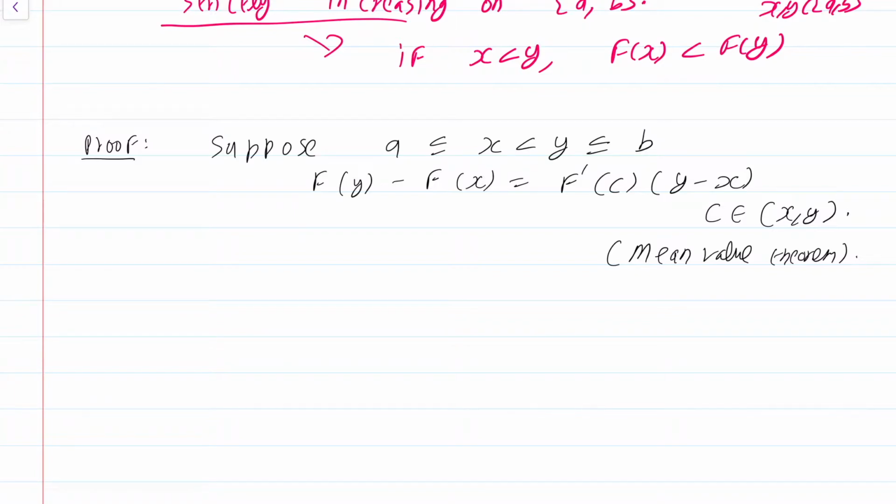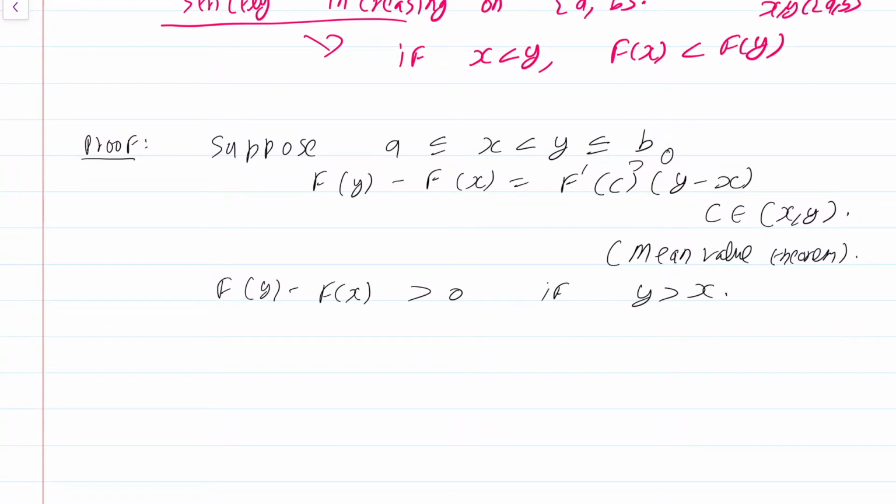But that just means f(y) minus f(x) is greater than 0 if y is greater than x, simply because f prime of c is always greater than 0. Because f prime of c is greater than 0, you immediately get the result.